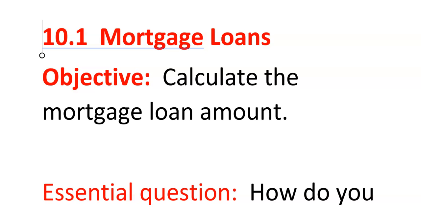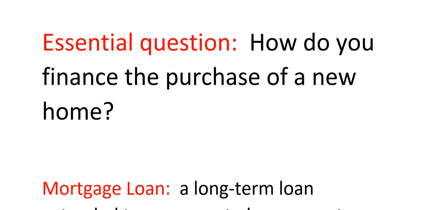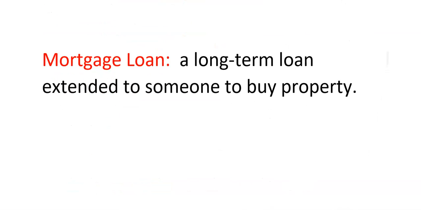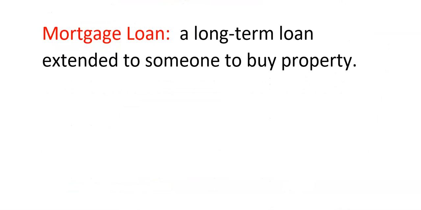Some of the sections in Chapter 10 get a little bit harder. How do you finance the purchase of a new home? You get a loan for it. So obviously people are not probably going to have enough cash to write a check for a house because it's expensive. The mortgage loan is just a long-term loan that you make payments on.